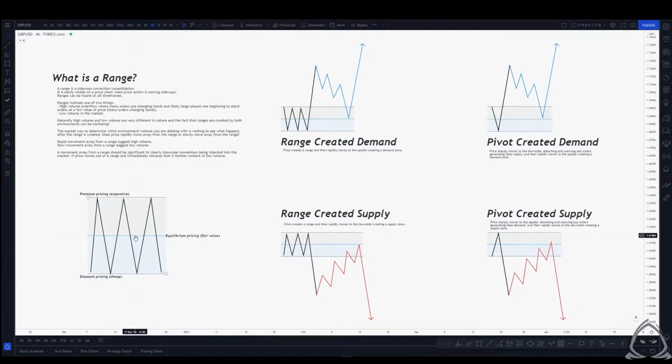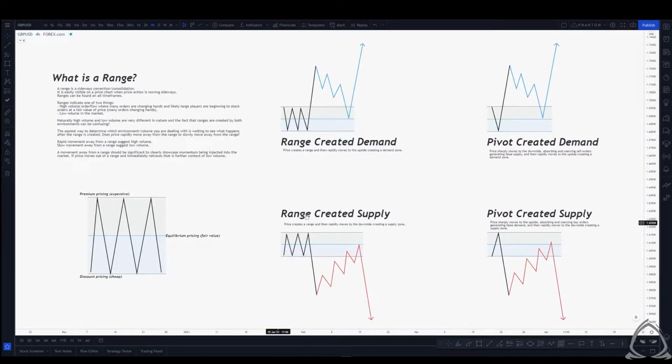Now, what we see when we are looking for a demand or supply zone that is created from a range, we're looking for that rapid expansion away out of that range, whether it's to the upside or the downside. So if we're looking at range created demand, what we see is a sideways range, and then we see a rapid expansion to the upside, and then a move back in to that overall demand zone. And what we would be interested in as traders looking at this footprint is the move back down into this demand zone, looking for our entry here. We don't trade the initial reaction out because we don't know which way it's going to move. We instead wait for price to return back to that demand zone to look for entries.